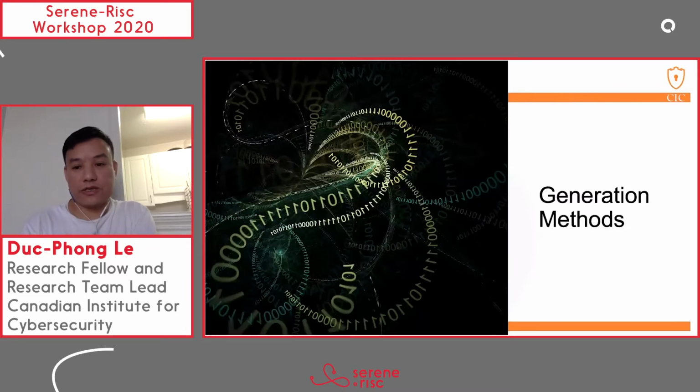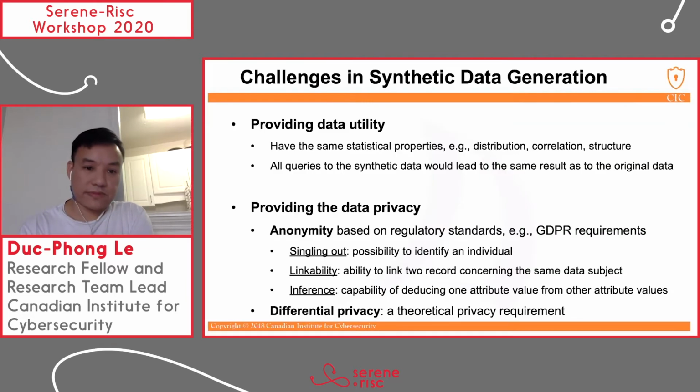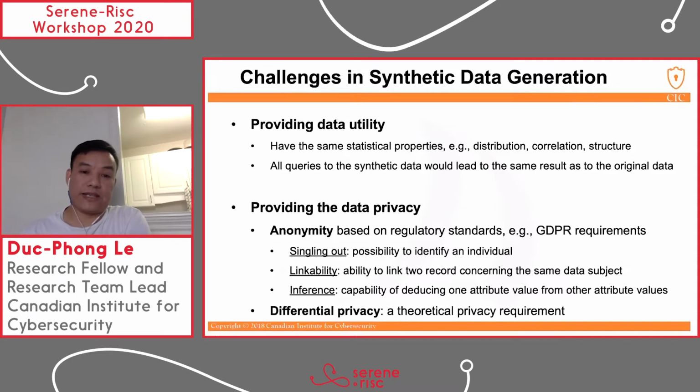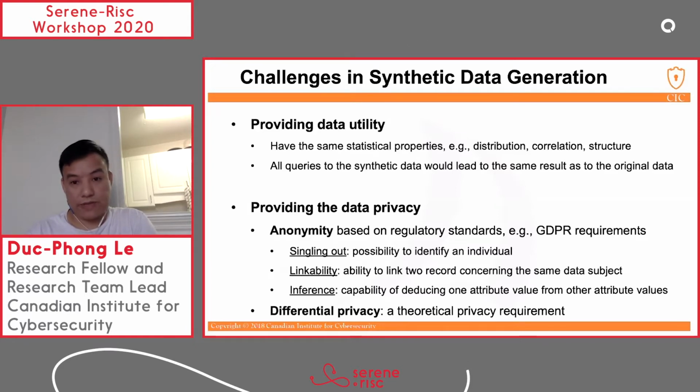We are going to the generation methods. The challenges in synthetic data generation include providing the data utility and providing the data privacy. The data utility means that the synthetic data has to provide the same statistical properties, for example, distribution, correlation, and structure of data. And it also provides the same result for all queries sent to the synthetic data as the same queries you send to the original data.